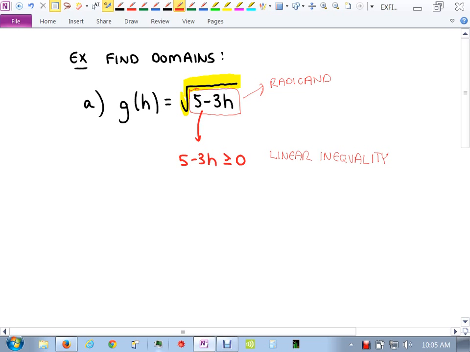To solve a linear inequality, all you have to do is isolate the variable. Right? Isolate the variable. Get it by itself on one side. So I'm going to subtract 5 on both sides. And when I do that, I should get negative 3h is greater than or equal to negative 5. Now what? Trying to get h by itself, right? Divide by negative 3.